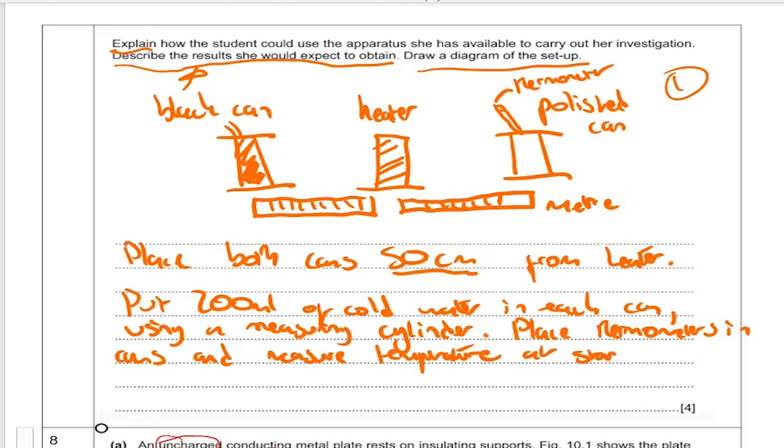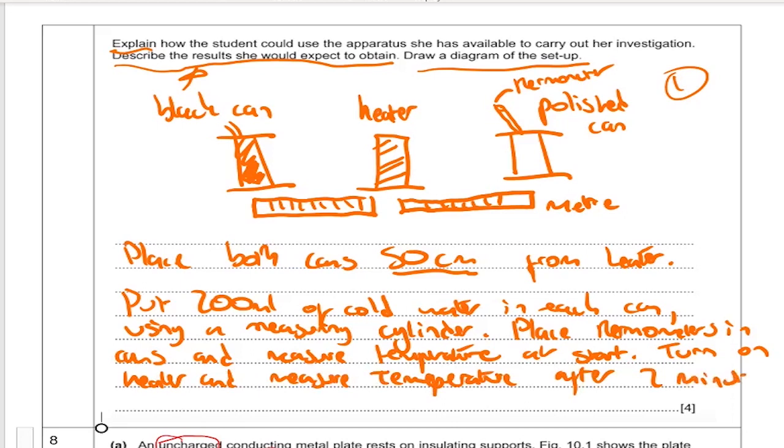at start, and then I'm going to turn on the heater and measure temperature after, let's say, 2 minutes. Okay, so I've just been very specific with all the things I'm going to do: distance, the time, the amount of water, because those all could be worth marks. Okay, so the second mark was for placing my thermometers in the water. Okay, so I've talked about the cold water, I've talked about the thermometers, that's the second mark.